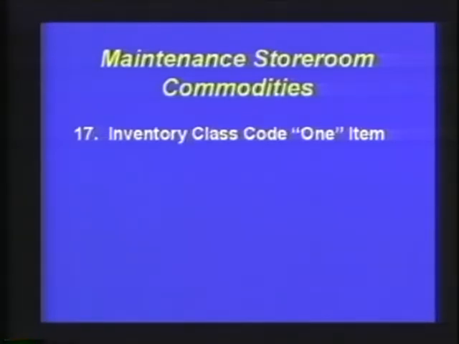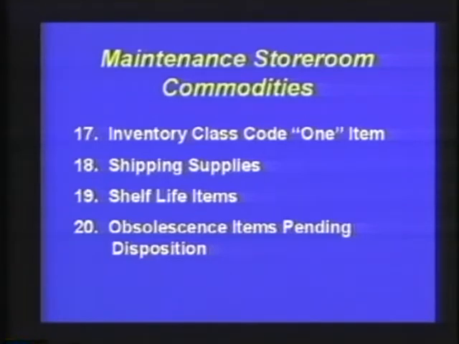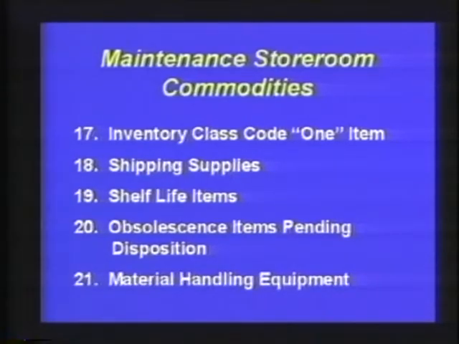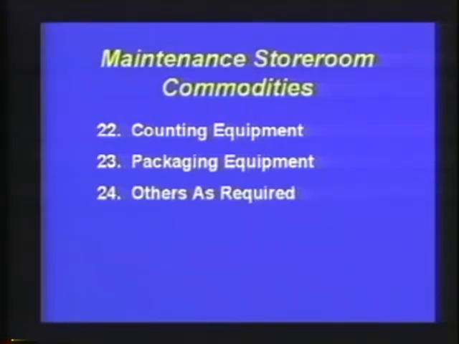They could be combined. The shipping supply items in number 18, the shelf life items, which pertains to item number 19, then any obsolete material that has been defined as obsolete but pending a disposition, which would be item number 20, and then we would have an area required for material handling equipment, which is 21, counting equipment, which is 22, and then our packaging equipment, which would be 23, and others as required.